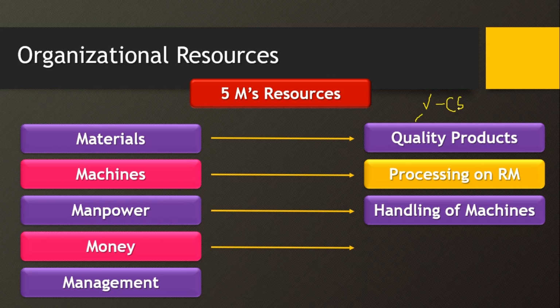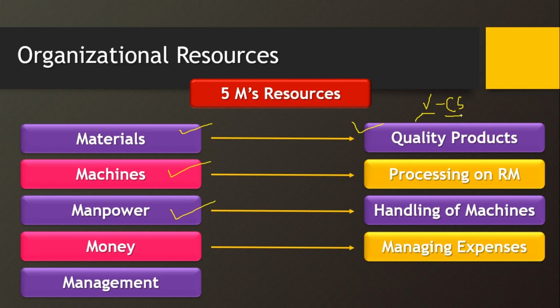Similarly, money is another important resource because money will help to purchase quality raw materials, operate machines, and pay compensation to the manpower, so that whatever quality products are being produced can be made available in the market for delivery of value to the customer, which will result in customer satisfaction. Hence, money is also equally important for managing expenses and management.